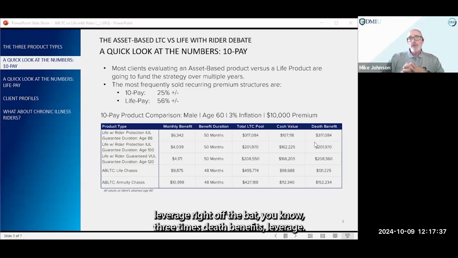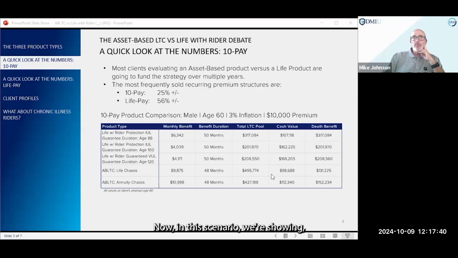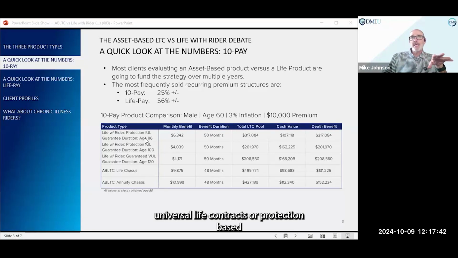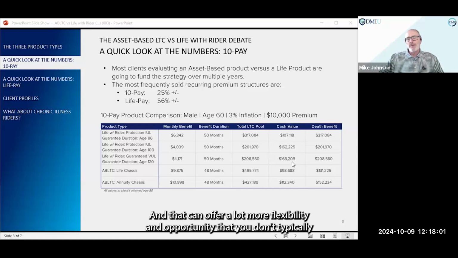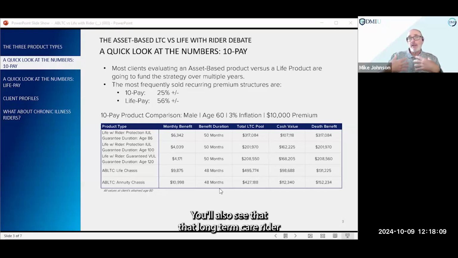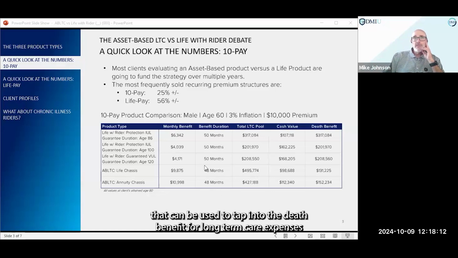Now, in this scenario, we're showing universal life contracts that are protection-based, guaranteed at or beyond life expectancy. These options perform well, not just with guaranteed durations, but you also see that they build cash value along the way. That can offer a lot more flexibility and opportunity that you don't typically see in most traditional protection-based universal life contracts. You'll also see that long-term care rider, that can be used to tap into the death benefit for long-term care expenses.